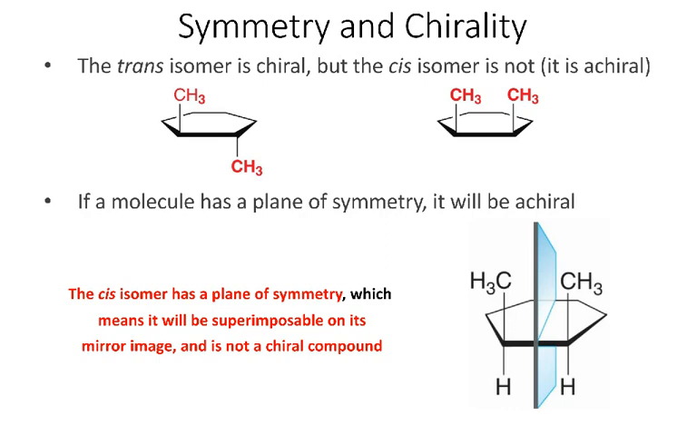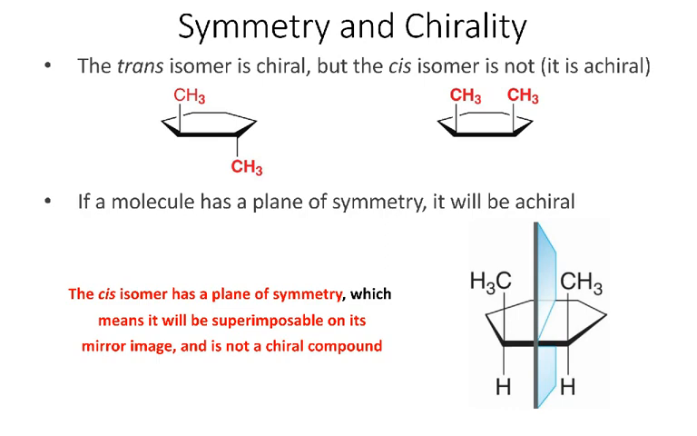Okay, in this first example, we're looking at the two isomers of 1,2-dimethylcyclohexane. We have the trans isomer, where the methyls are going up and down, and then we have the cis isomer, where both methyls are pointed in the same direction. I should say both of these isomers have two chirality centers, right? Both this carbon and this carbon in both of the molecules are chirality centers. Now, it turns out that the trans isomer is chiral, while the cis isomer is not, even though they both have two chirality centers.